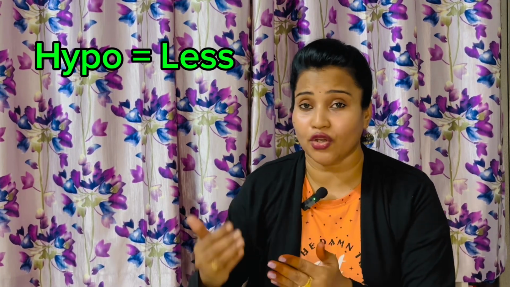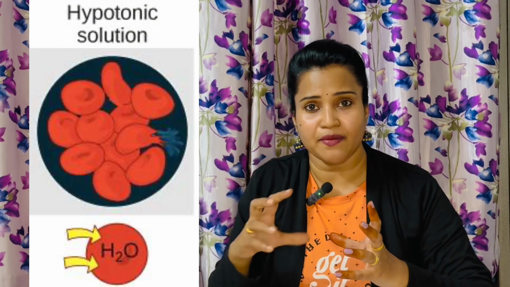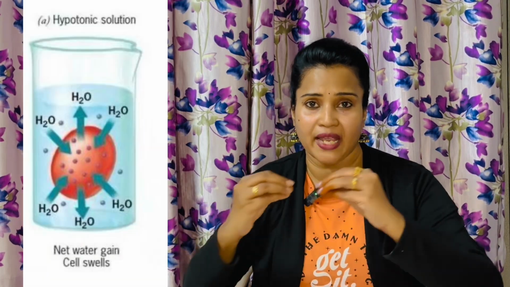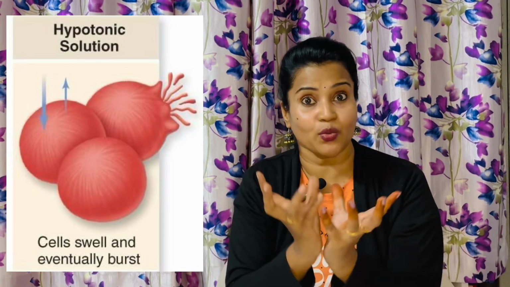Next is hypotonic. Hypo means less, tonic means concentration of a solution. Here, what happens in hypotonic solution, it makes the fluid shift from extracellular to the intracellular. What is intracellular? Intra means within the cell. Extracellular means outside of the cell. Got it? So here hypotonic solution, it moves the water into the cell so that the cell will become hydrated and swell up.